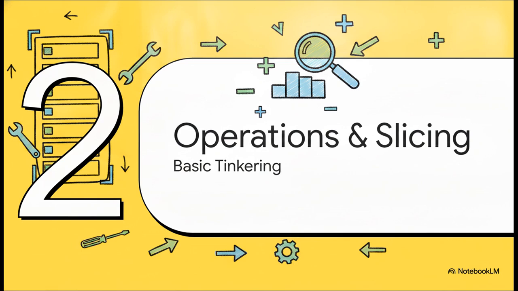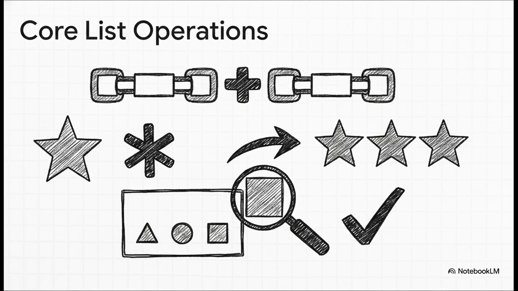Moving on to basic tinkering. Let's look at operations, slicing, and traversal. Python makes manipulating list contents so intuitive with just a few core operations. You can actually staple lists together using the plus symbol. That's concatenation. So if you have a list of odd numbers and a list of even numbers, boom, adding them together joins them end to end. You can also multiply them with the asterisk to repeat elements. And maybe my favorite, you can instantly check if an item exists inside your list using the in or not in operators. It's just so simple.